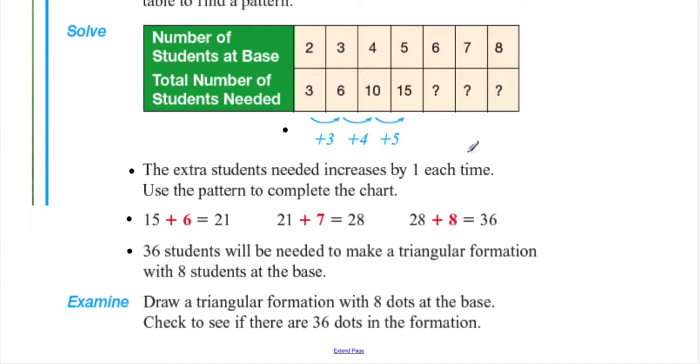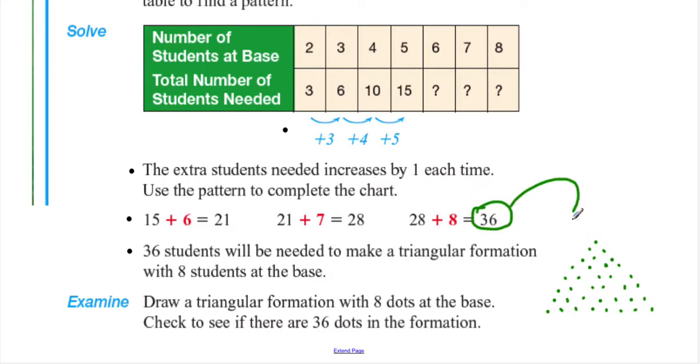Basically, if you want to check your answer, just simply create 8 dots, 1, 2, 3, 4, 5, 6, 7, 8, and then start creating that until you end up with a triangle, and that should end up with 36 students. Okay?